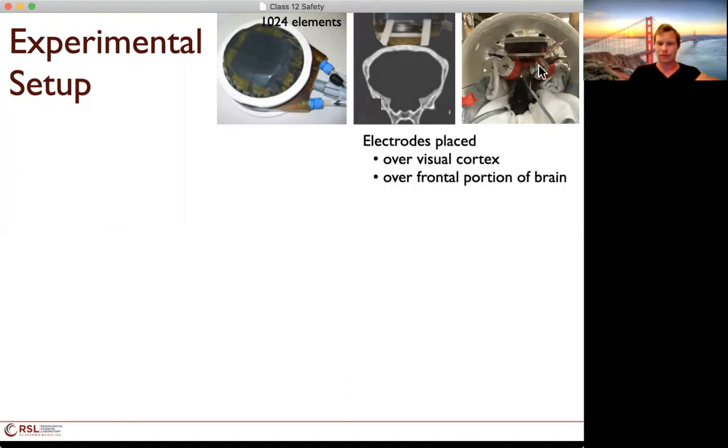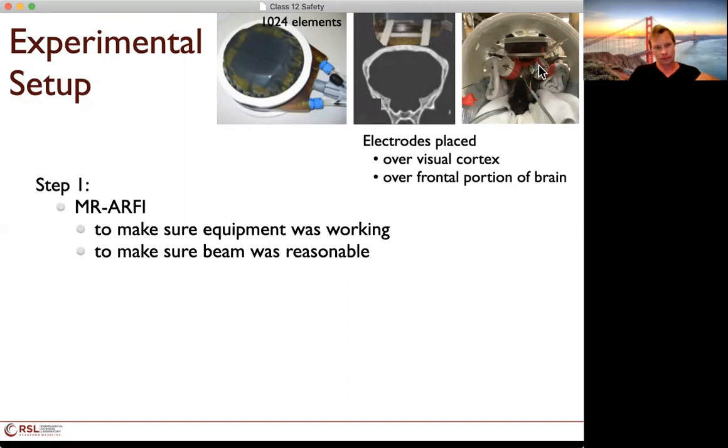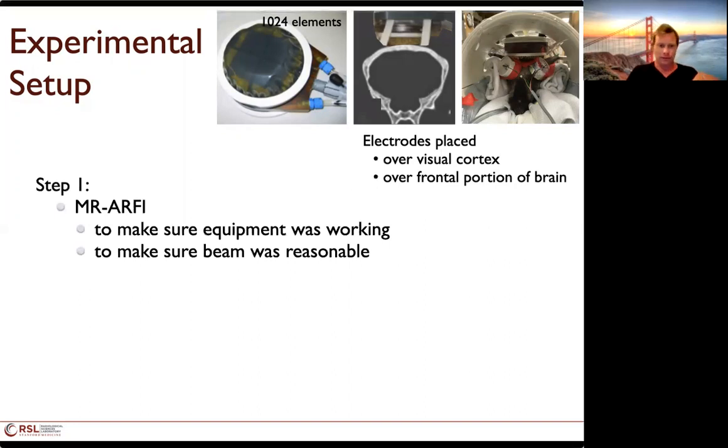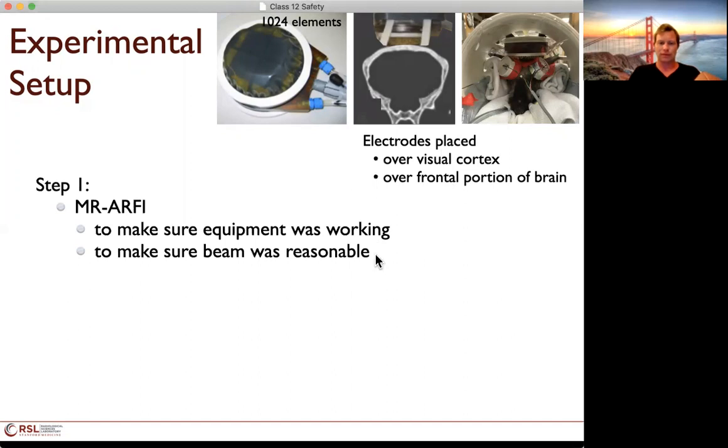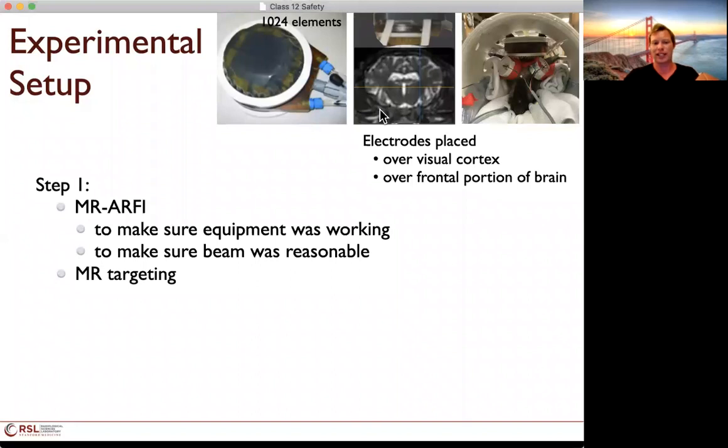Then we put him in the MRI, and we did 2 sets of images that were important. The first one with the MRRFE. That was to make sure that we got a picture of the focal spot so we can make sure the equipment was working, and also to make sure that the beam was reasonable. And it always gave us a reasonable beam. It never looked like it was too distorted. And then we know that it was targeting the LGN.